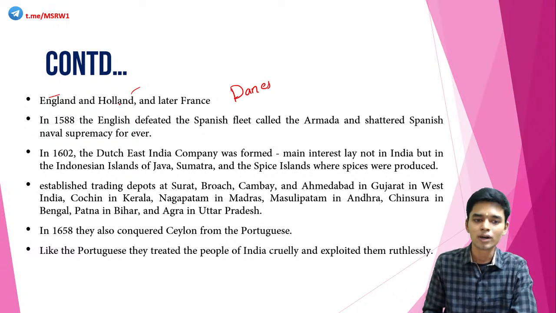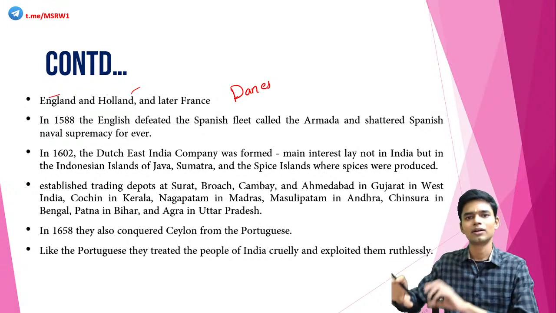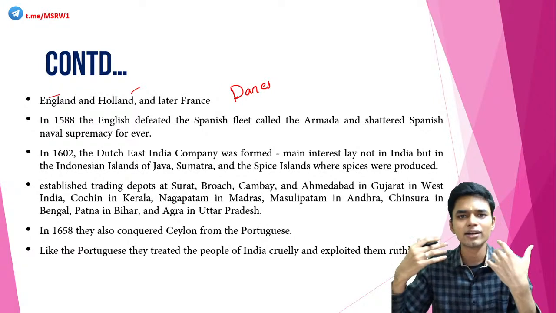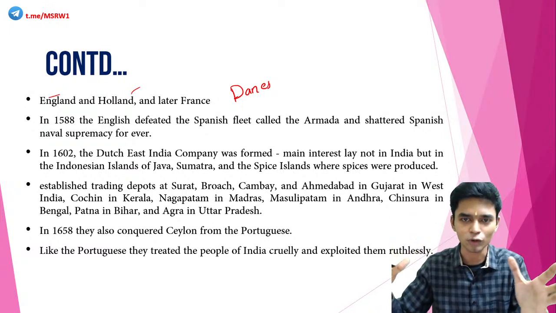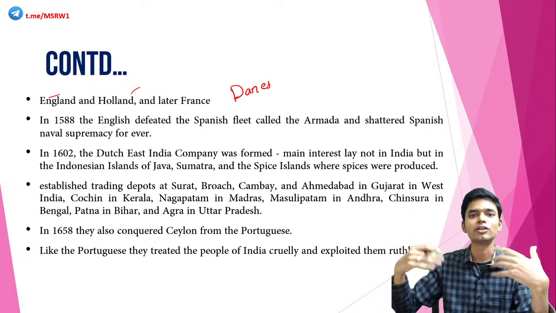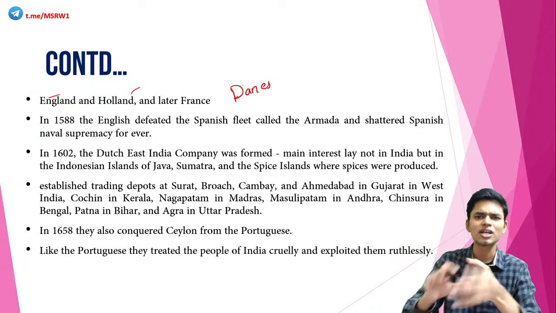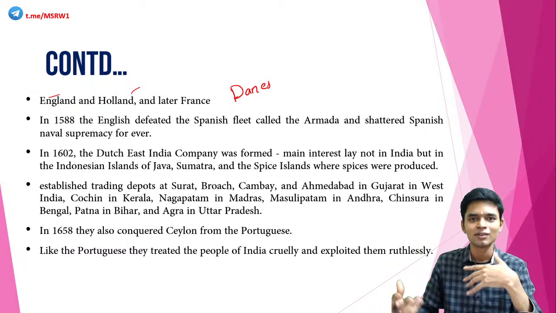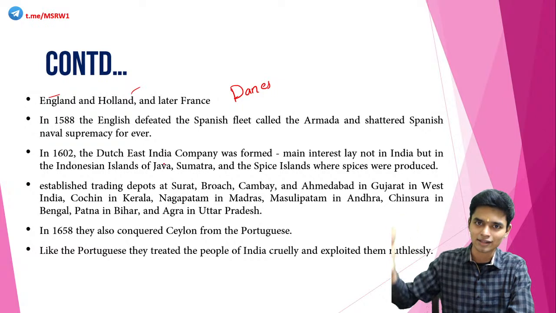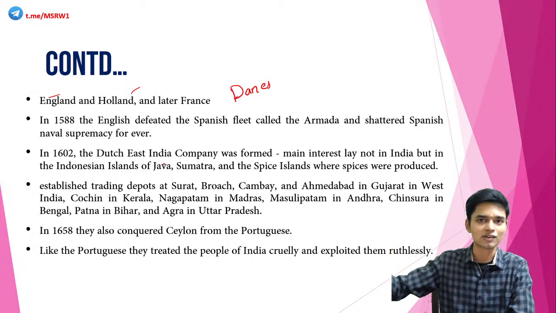Okay, so Holland, England, France, and Danes also came to India. Clear? In 1588, by this time, all these European countries were in a frantic race of dominating the sea and to find new colonies. Portuguese, Spain, English, everybody wanted new colonies. Okay, so English also started to raise their navy to discover more and more land.